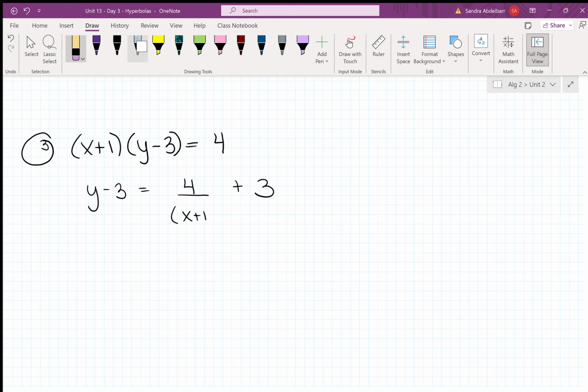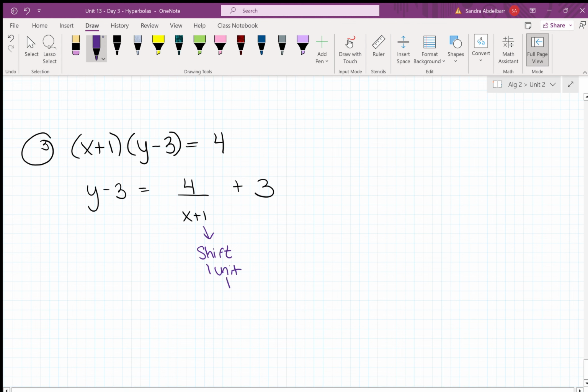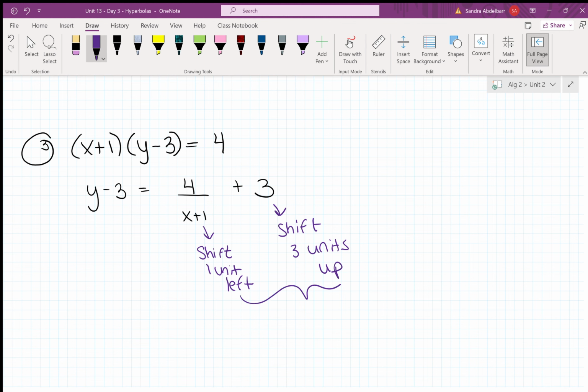So now do I have a vertical and horizontal shift? Yeah, so from the old center point, from our parent graph center point, what's our parent graph center point? 0, 0. I'm now going to shift what? Good. Shift 1 unit left and shift 3 units where? Up. This is for the center of the asymptote.